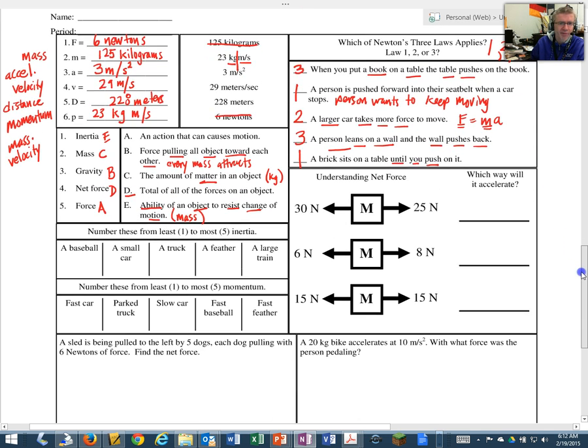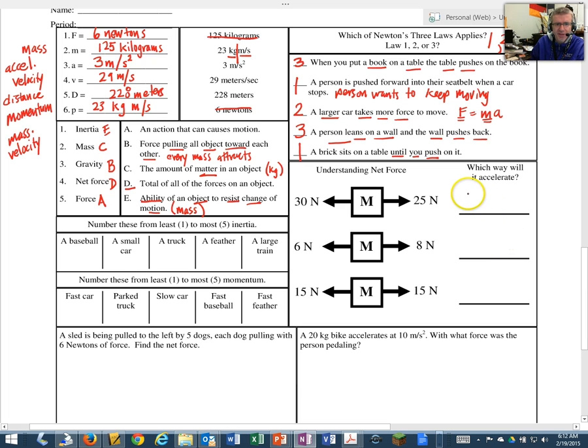I think virtually everybody is getting these right here. The object is going to move to the left, and the net force is 5 newtons to the left. So that's why it's moving to the left, because you have a net force to the left. This one, similarly, you're moving to the right, and you've got 2 newtons to the right.